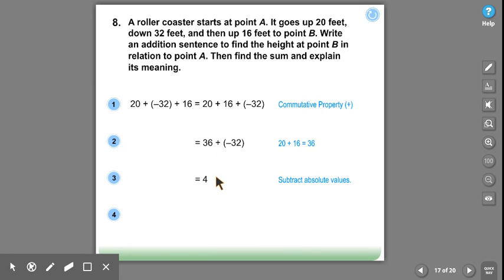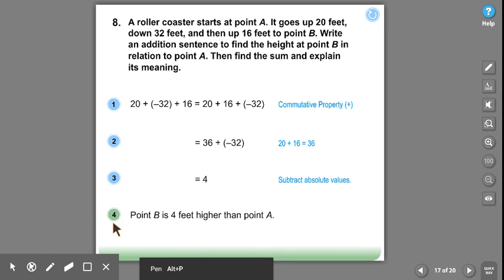Now, we found the sentence, we found the sum. Now we have to explain the meaning. Well, if we have a positive 4, we know that point B is 4 feet higher than point A because it's positive.